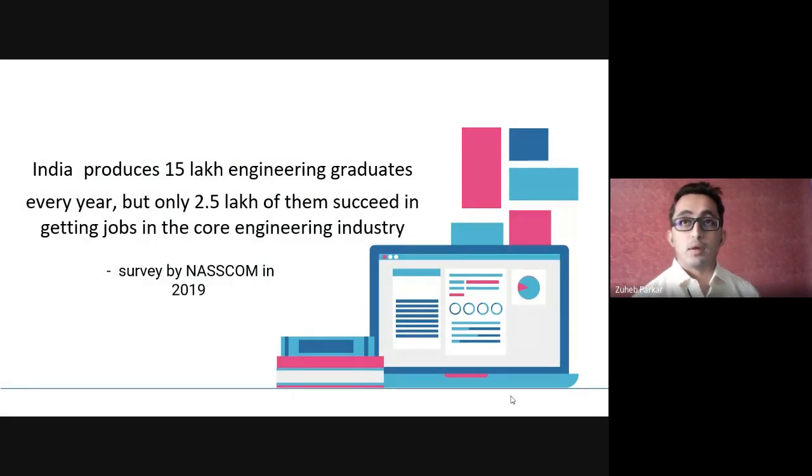If we look at the statistics, India produces around 15 lakh engineering students per year, but a very sad fact is that only 2.5 lakh of those succeed in getting jobs in the core engineering industry.